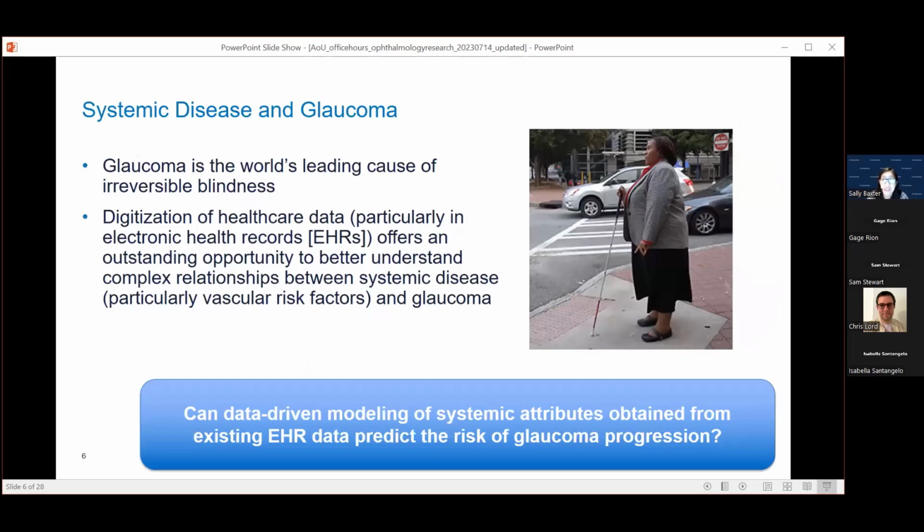So I'm going to jump into a project that we did. And this is actually my alpha demonstration project, the project that first got me started with All of Us. And this was looking at the connections between systemic disease and glaucoma. So glaucoma is the world's leading cause of irreversible blindness. It essentially involves a degeneration of the optic nerve, which is the structure that connects your eye to your brain.